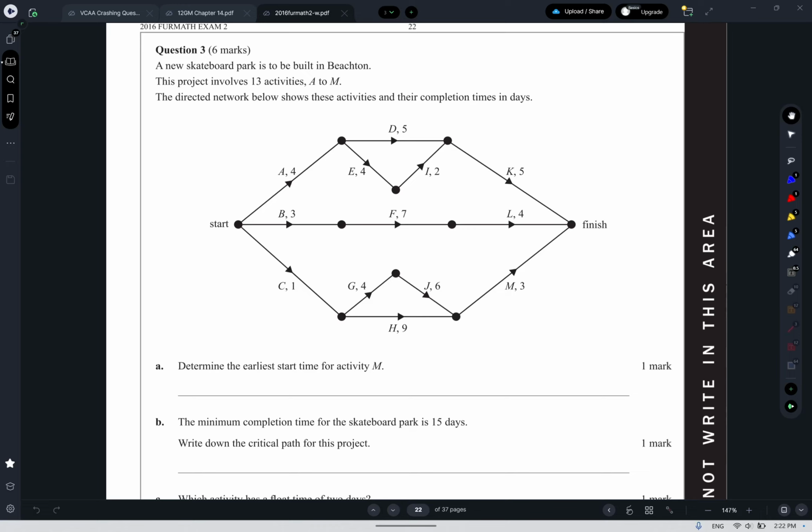Hello, this is the 2016 Exam 2 Network Section Question 3. In this one, we've got a skateboard park. We've got 13 activities, A through M, and the activities' completion times are shown in days. Determine the EST of activity M. Activity M is over here.